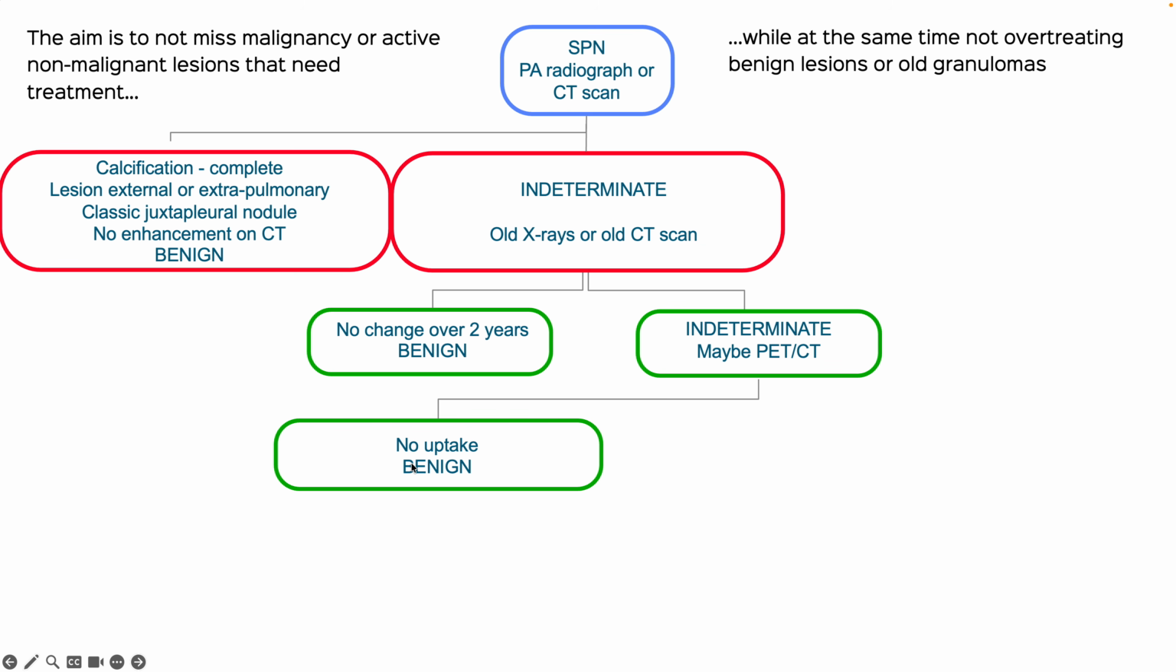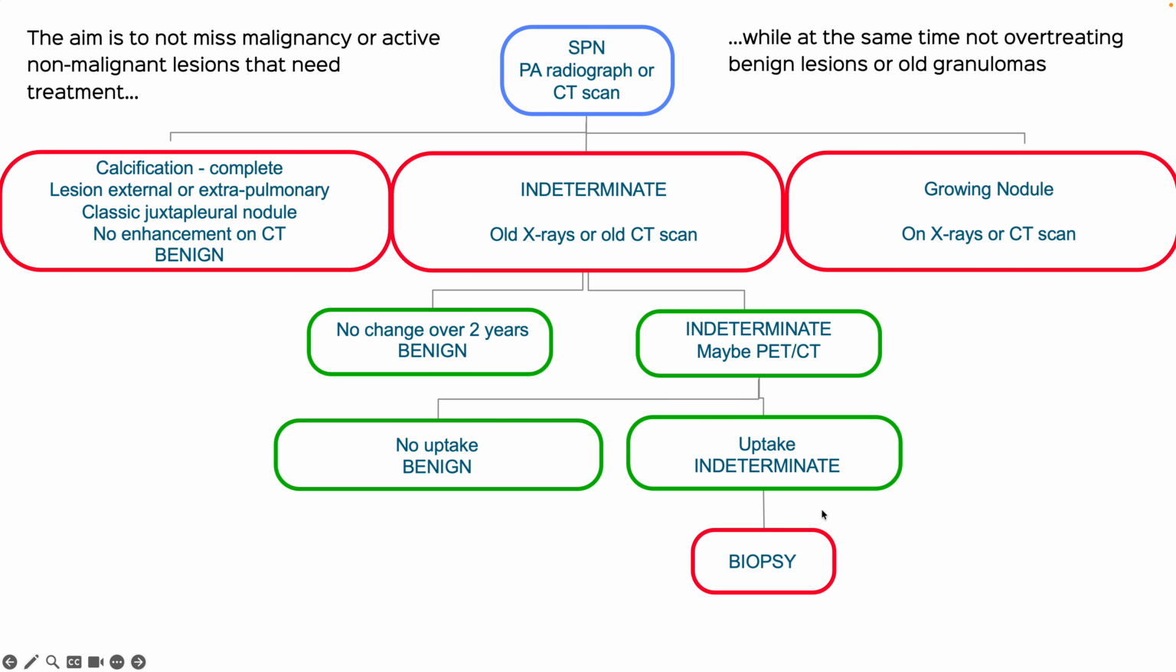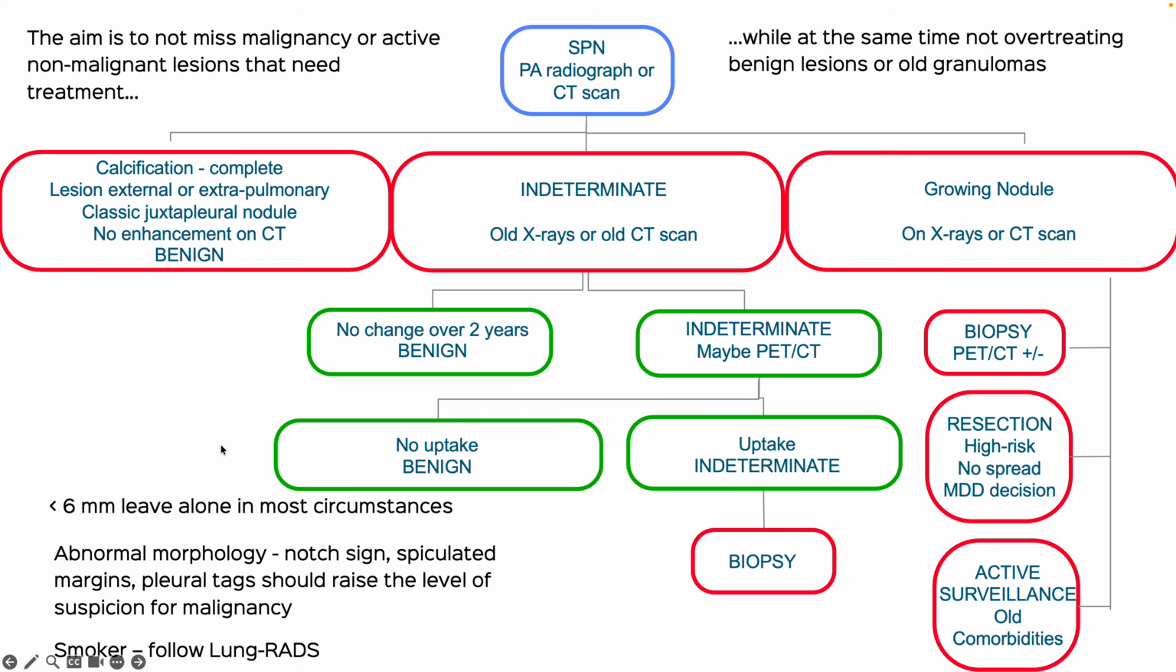No uptake on PET, benign. If there is uptake, then it's indeterminate and we biopsy it. And then growing nodules can either be biopsied, resected, or go under active surveillance. Less than 6 mm, leave alone. And then if you are a smoker, follow Lung-RADS.